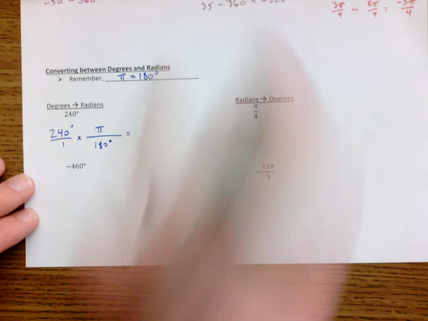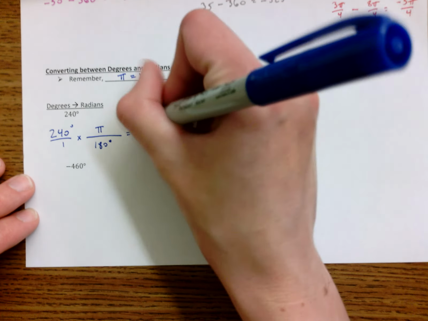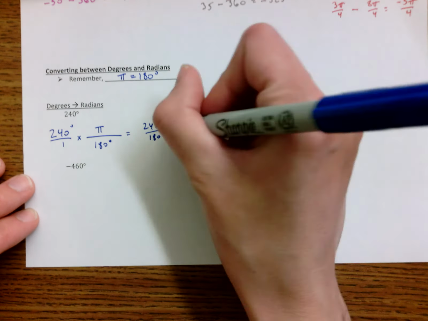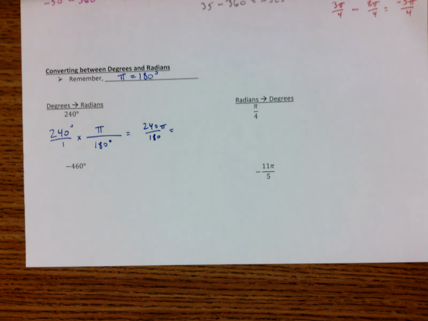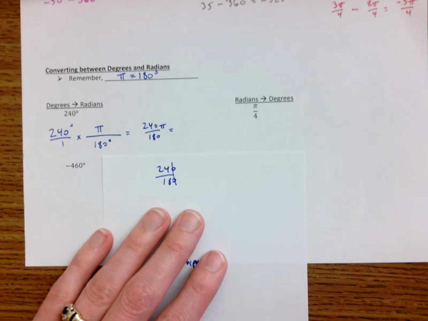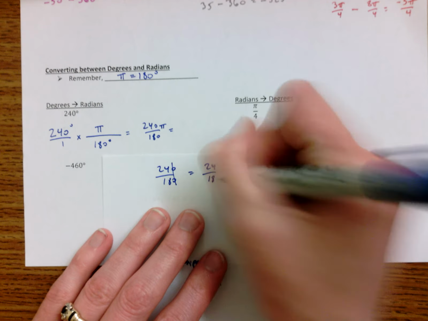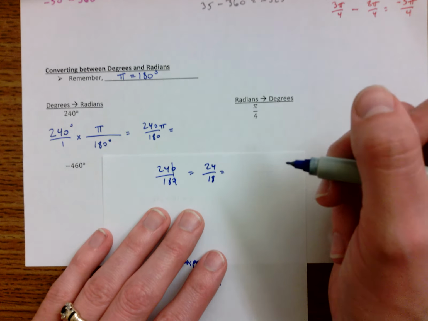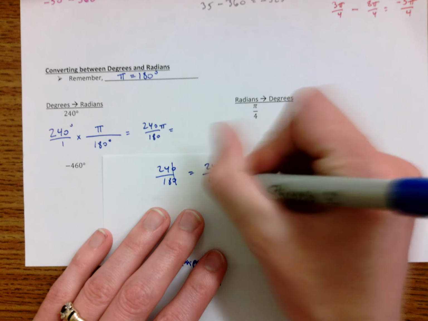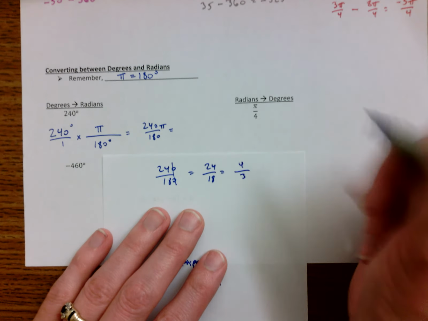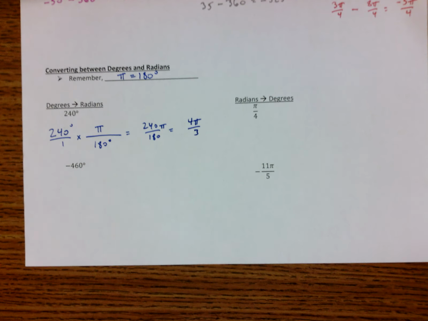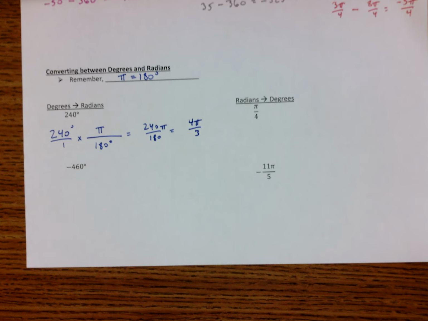Okay, and then all I'm going to do is multiply straight across. So I'm going to get 240 pi over 180. And then you do need to simplify your fraction. So simplifying that fraction, 240 over 180, I know the zeros will cancel out, so that's just 24 over 18. And then I'm just looking for a number that'll evenly go into both of those. So I believe 6 does. 6 goes into 24 4 times, and it goes into 18 3 times. So that simplifies to 4/3. So it's going to be 4 pi over 3. Okay, so that's 240 degrees written in radians.